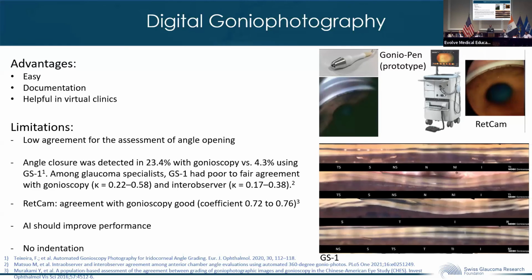It was shown also that compared to gonioscopy, which detected in this study 23.4% of angle closures, GS1 only detected 4%. And when glaucoma specialists needed to compare those images with gonioscopy, agreement between specialists and among the same person was low. It was better with the RedCam, but the RedCam is a bulkier, more expensive device that I think very few of us have. AI will probably improve the performance of these devices. And one major limitation when it comes to angle closure is that, of course, you cannot perform an indentation.